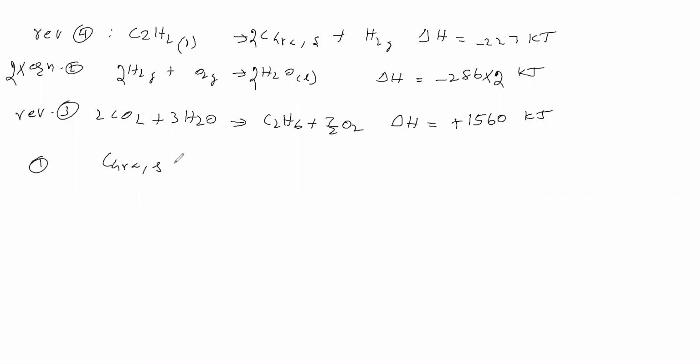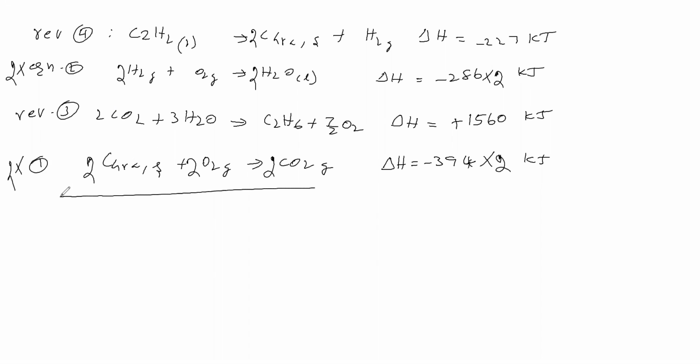Graphite solid plus O2 gas gives CO2 gas. For this, what is the delta H? Minus 394 kilojoule. Now, why have we taken this equation? In order to cancel this graphite with this graphite. Here graphite is 2 times, so multiply this equation by 2. Then graphite will become 2 times and get cancelled. Then multiply this delta H also by 2.